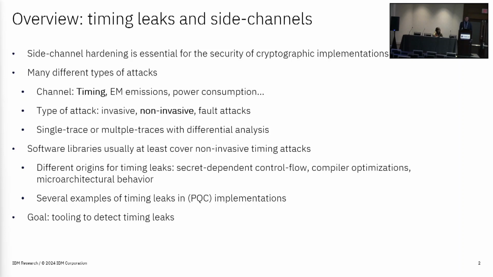So, this talk is mainly about software libraries and what you can do there, right? Usually, at least non-invasive timing attacks are in the threat model of software libraries. But we have seen, for example, throughout the standardization process of NIST, there were many reference implementations submitted, and over time there were several examples of timing leaks that were discovered. So it's really the goal to have some tooling in place that can be used to detect that early on.